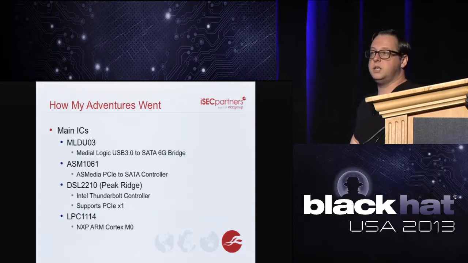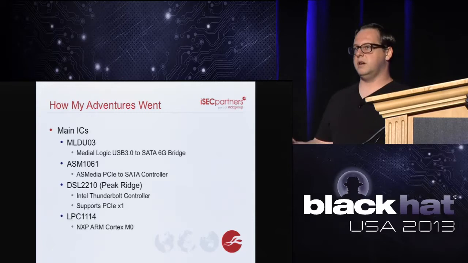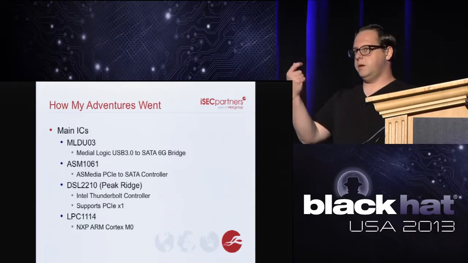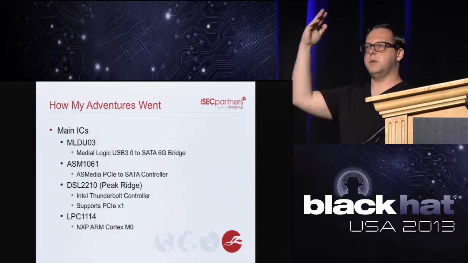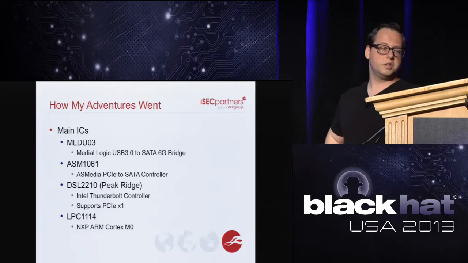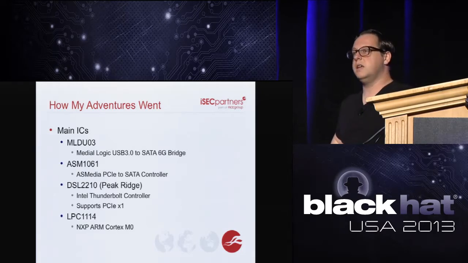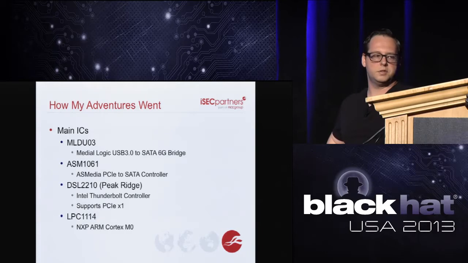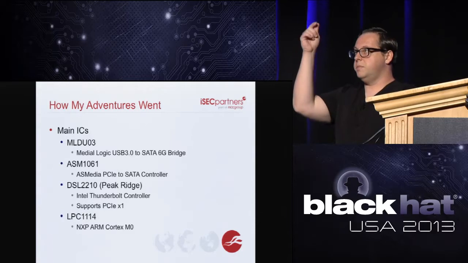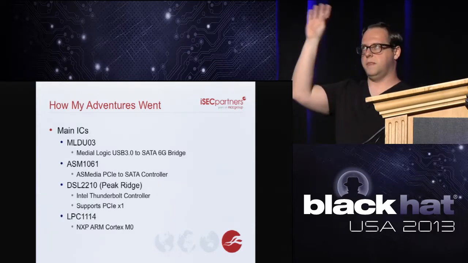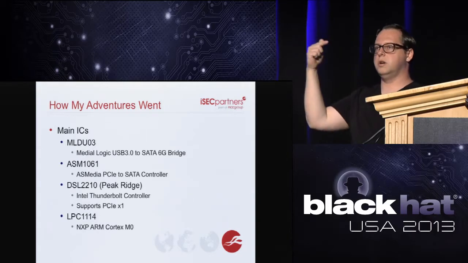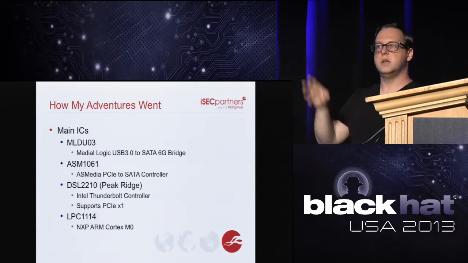We also have an ASM 1061. This is the PCI Express to SATA controller. Again, Thunderbolt is based on using PCI Express. You can start building that path out now. It's PCI Express to SATA and then some other technology up to the Thunderbolt controller, which leads us to our next chip, the DSL 2210. This is the Intel Thunderbolt chip. Its code name is Peak Ridge. It is going to be connected directly to the Thunderbolt connector, and just at a high level we can start seeing, okay, so Thunderbolt connector, controller, PCI Express, SATA, hard drive. So we're starting to build that path out.